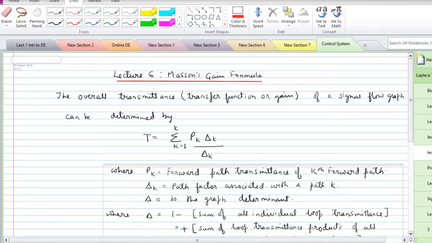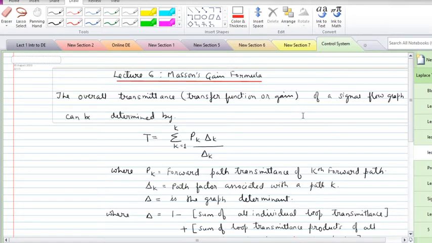Hello friends, in today's lecture we will study Mason's gain formula. Using this we can easily calculate the overall transfer function, or overall transmittance, which may also be known as the gain of a signal flow graph, or a control system represented in terms of a signal flow graph.